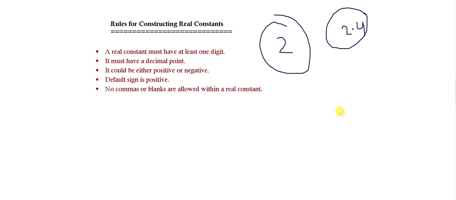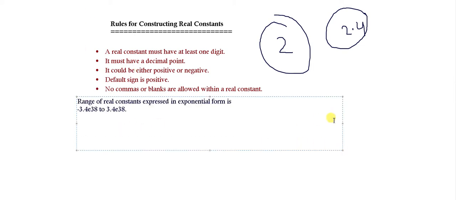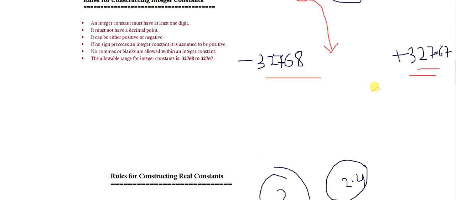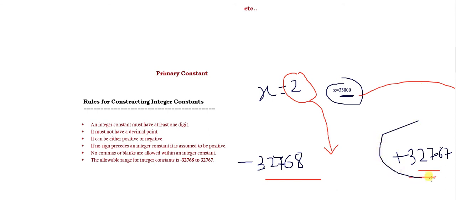From an exam point of view, the range of the real constant varies in exponential format, from minus 3.4 e to the power 38 to plus 3.4 e to the power 38. If you have a scientific calculator, put e to the power 38 and multiply with 3.4 or minus 3.4, and you will get a very big number. A real number could be between those. So if you want to keep a number larger than the integer range, for example 33,000, then you can use a real constant.